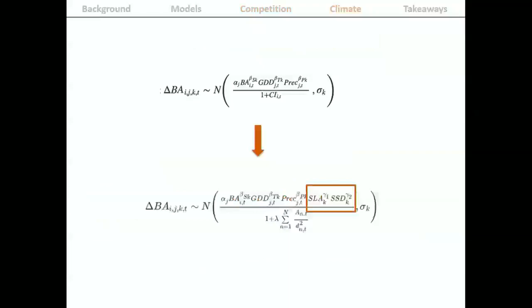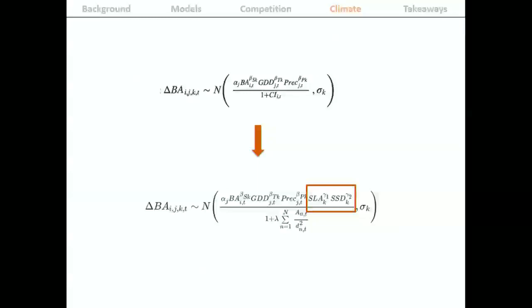So then taking this, we decided to reformulate this, and using some of Kunstler's previous work that said that SLA and SSD are both important in directly predicting growth, we just used our neutral model and we incorporated SLA and SSD, wood density, into our growth rate model. And then we took this data and we binned it across a number of different climate bins.